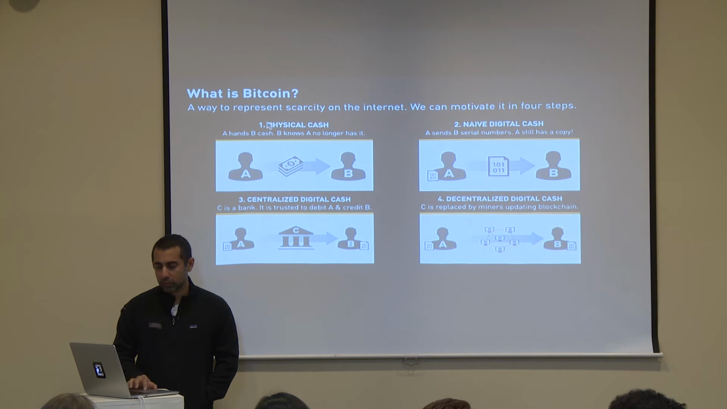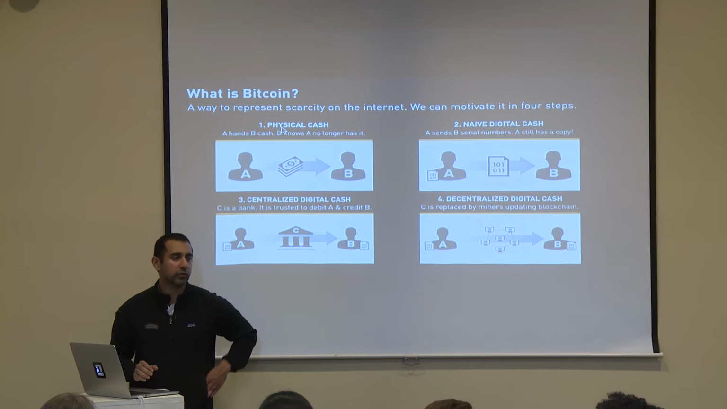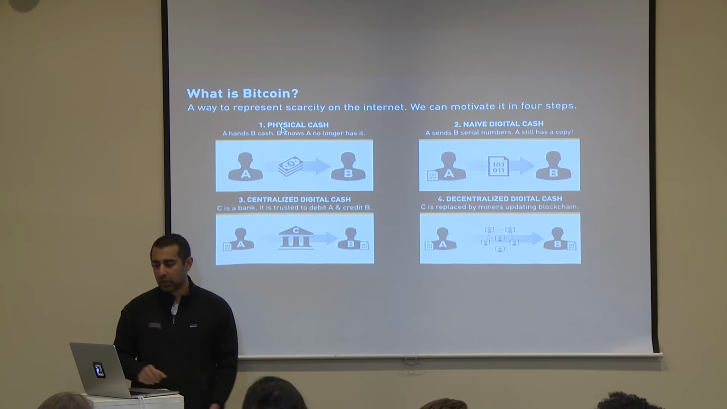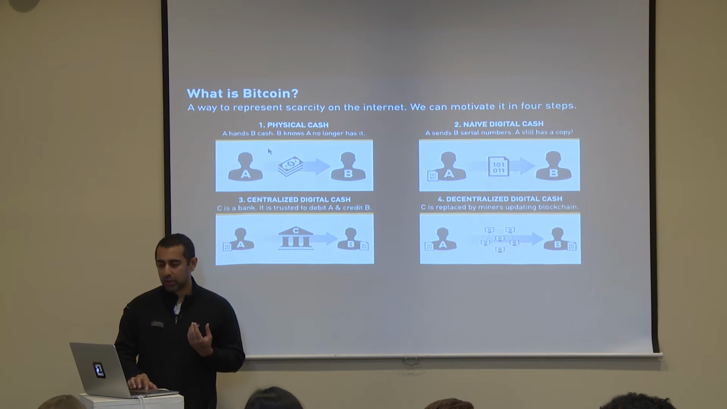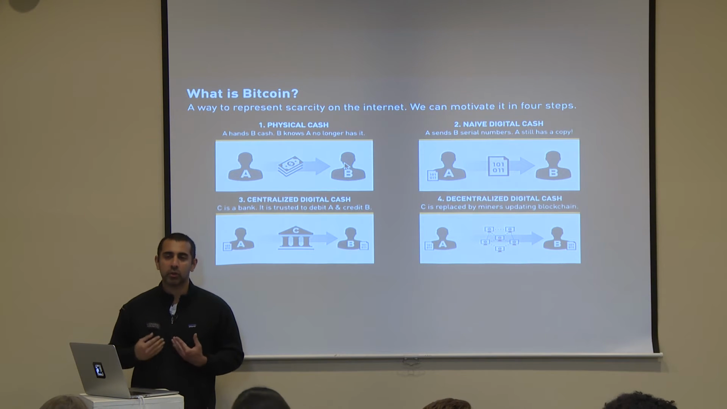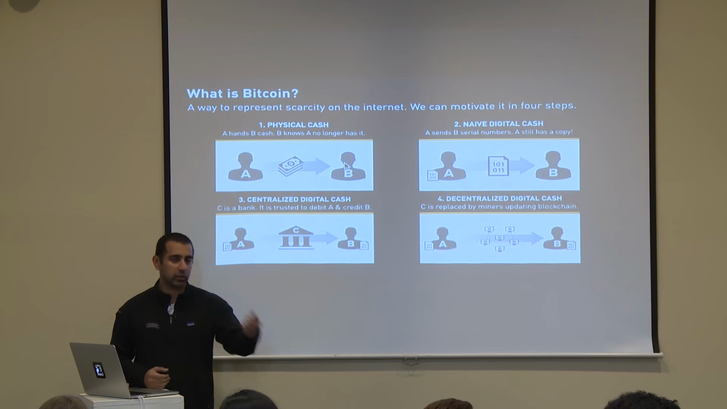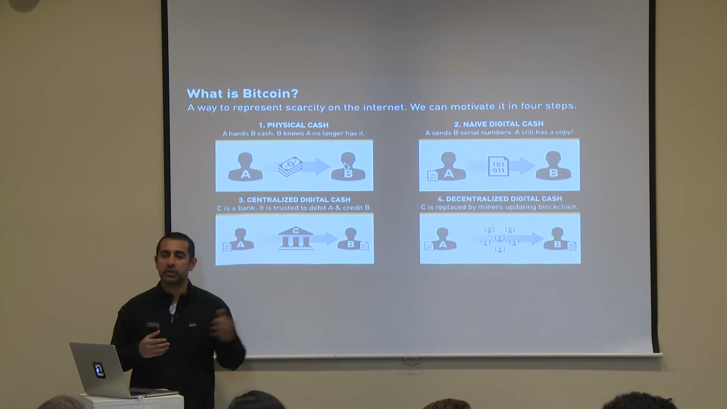Let's say we start with physical cash. If I give Elizabeth some cash, then there's an implicit property that we take for granted, which is that I no longer possess that dollar bill. She has it in her hand. It is mutually exclusive. Both of us can't have it at the same time.